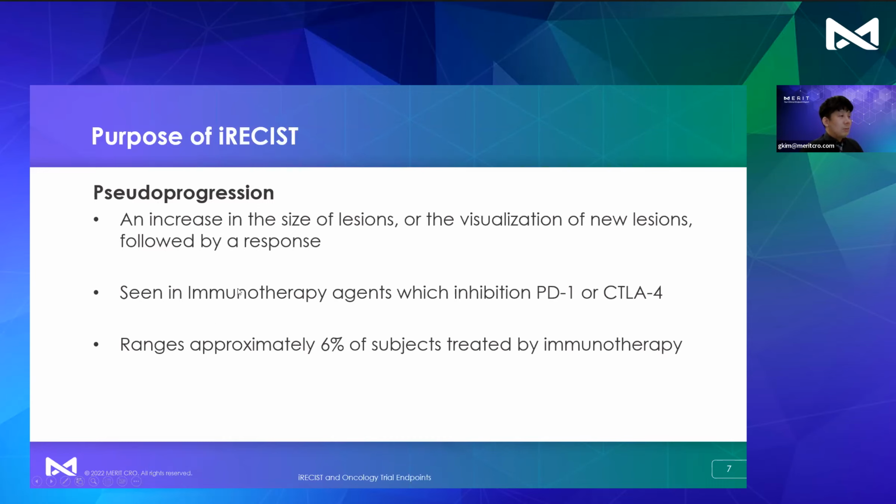But iRECIST wants to make sure that the response criteria accounts for any pseudoprogression that may lead to a response at the end of the day, just to make sure that treatment is not prematurely stopped for those people who may have a chance to have a response after pseudoprogression.